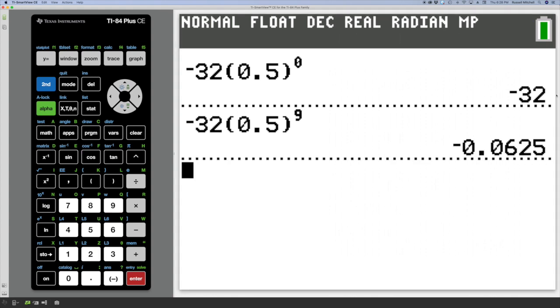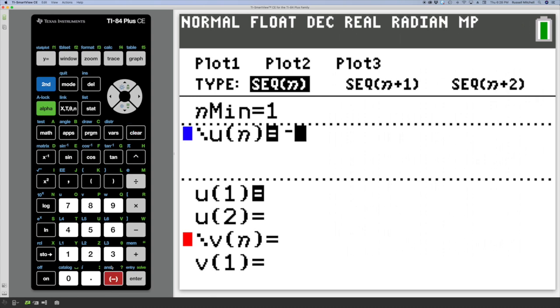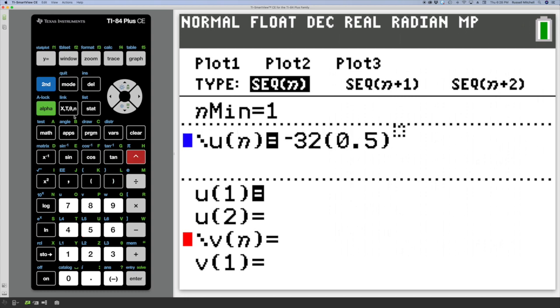And so this is telling us, okay, for our window for our outputs, we want to go below negative 32 and probably up to like 0. Okay, so that's why I was doing this, to figure out kind of where this lands, and we may need to adjust the window settings. So let's go back to our y equals, clear out that first original sequence, and let's type in negative 32, and then a parenthesis, and then 0.5, and then raise to the n minus 1.